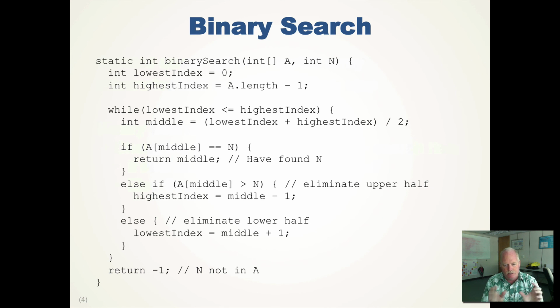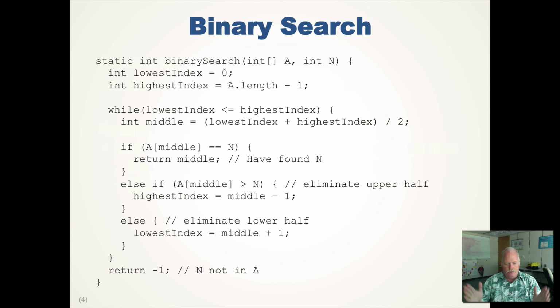But if the middle is not greater than n, then n is bigger than middle, so we want to do the upper half. So we change the lowest index to middle +1. The adding 1 and subtracting 1 guarantee that at some point lowest index and highest index will swap if it's not in the array. That will end the while loop, and that will indicate that n is not in the array.